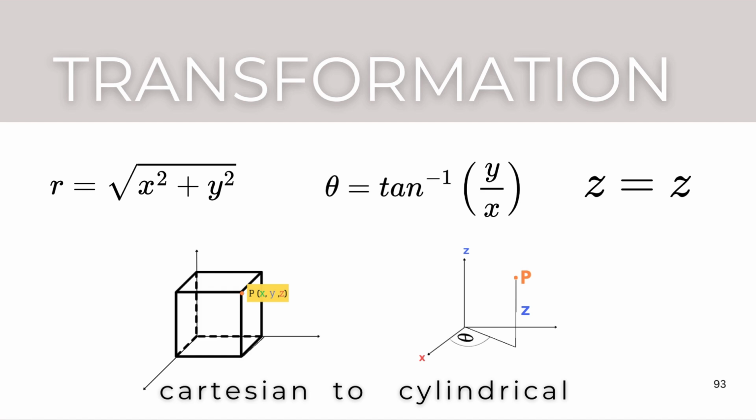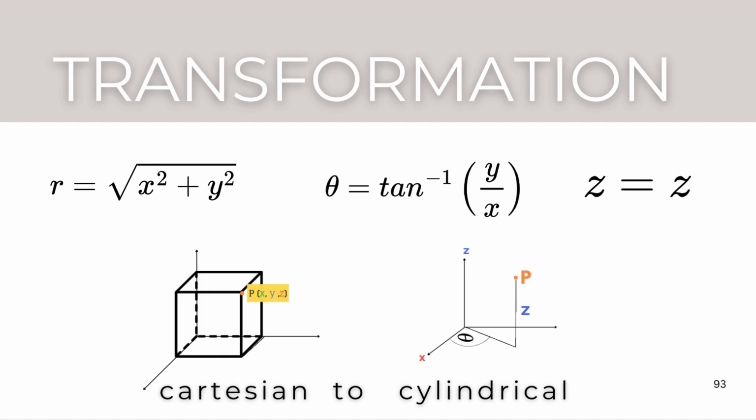The x and y axes in Cartesian combine into a single radial distance r. The angular position theta replaces the specific xy directions to indicate the orientation in the xy plane. The z-axis remains unchanged. Derivation of transformation equations: radial distance r equals the square root of x squared plus y squared. Angular displacement theta equals tan inverse of x by y.